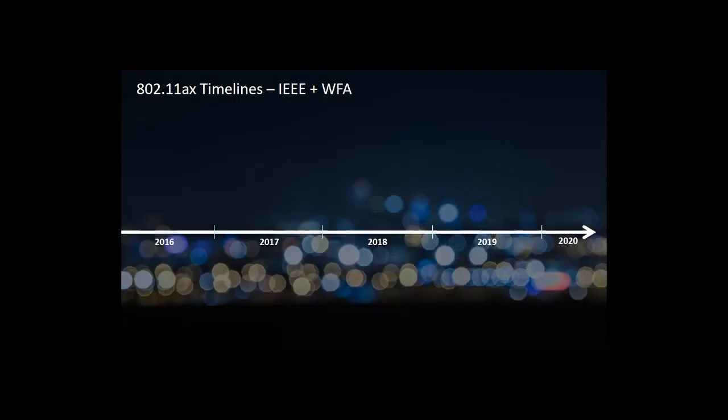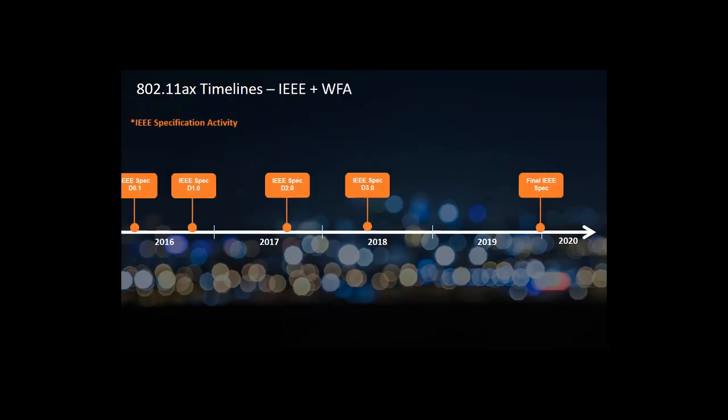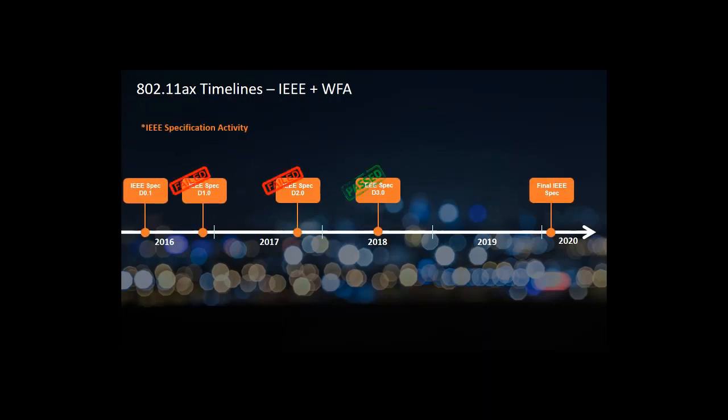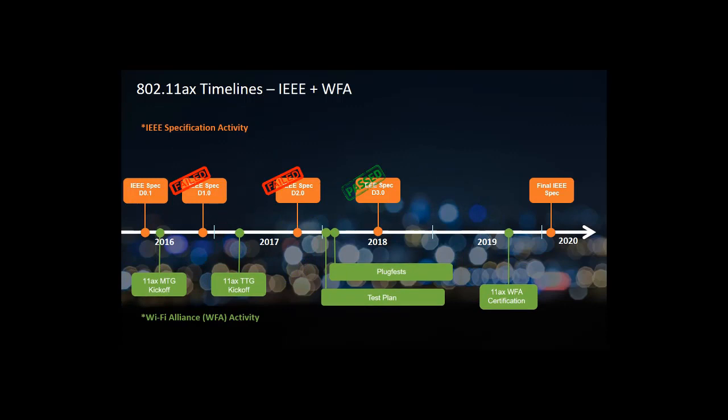Let's take a brief look at the IEEE, Wi-Fi Alliance, and commercial activities. Here we see the 11ax timelines for the IEEE specification activity, the Wi-Fi Alliance activity, and some of the commercial activity. The Wi-Fi Alliance certification is expected in mid to late 2019. 802.11ax is due to be publicly ratified and released sometime in late 2019. Devices were presented at CES 2018 that showed a top speed of 11 gigabits per second.